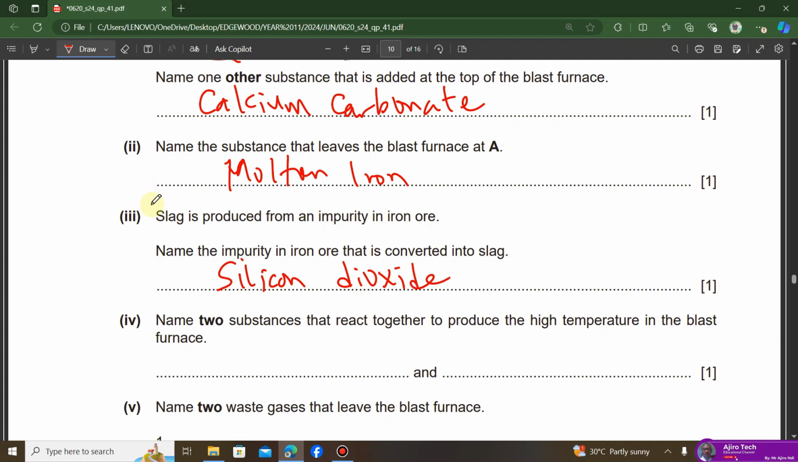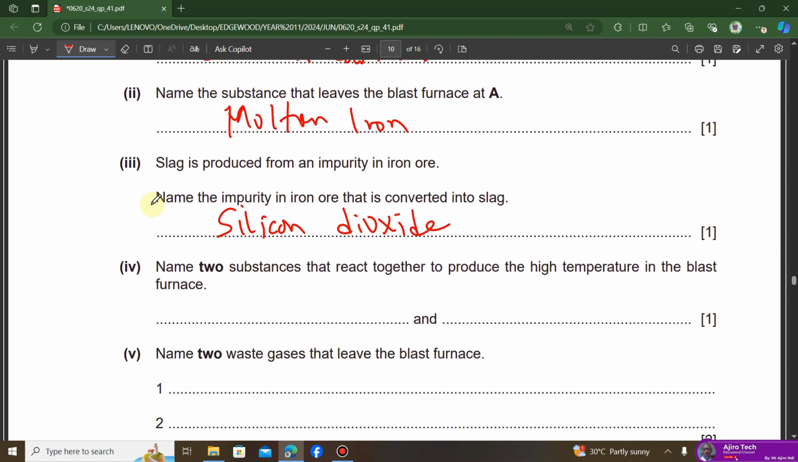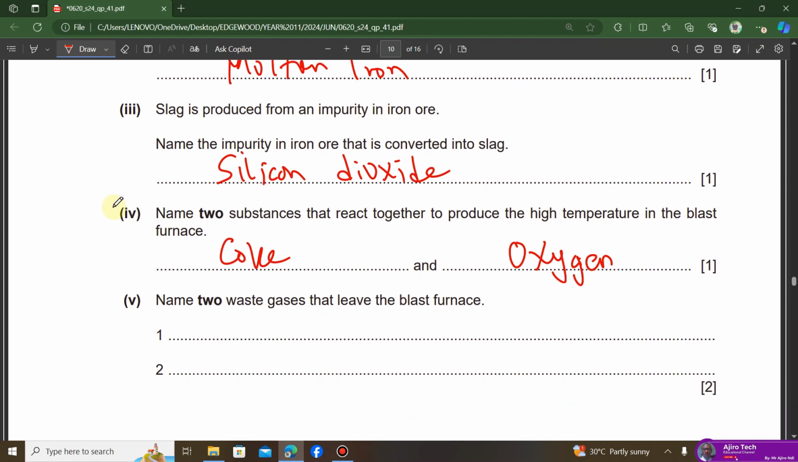Name two substances that react together to produce the high temperature in the blast furnace. What simply reacts together to produce that high temperature is coke and oxygen. The oxygen is simply the air that is introduced into the furnace. Name two waste gases that leave the blast furnace. The waste gases are simply from the impurities in the air as well.